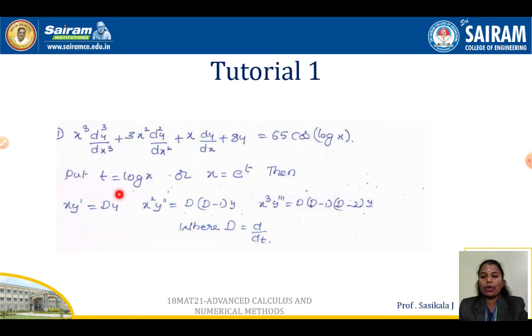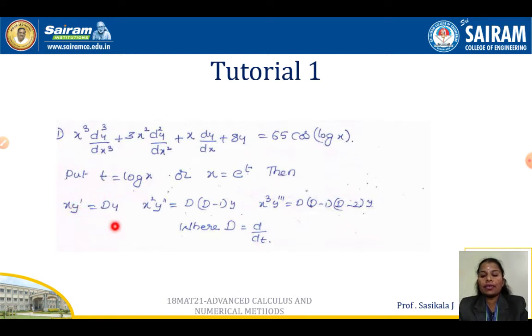For that reason, first you put t is equal to log x, or x is equal to e power t. Then xy dash is equal to Dy, x squared y double dash is equal to D into D minus 1 into y. All these substitutions we have already seen. Once you take t as log x, x will be e power t, so you have to convert dy by dx in terms of dy by dt. You have to express the term d by dt using your substitutions. This derivation is already done.